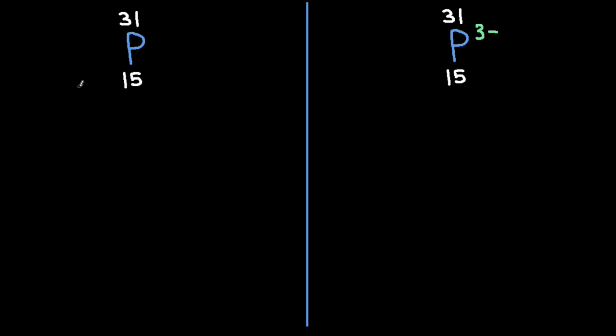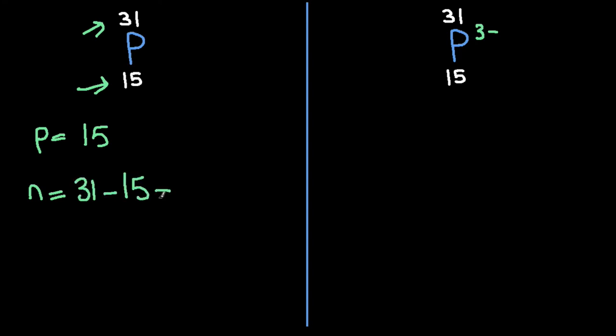So we're going to start off like we always do. That's going to be our atomic number, which is also the number of protons. It's 15. Our number of neutrons is going to be our atomic mass minus the atomic number. So 31 minus 15 is going to give us 16. And our number of electrons is going to be 15. And it's neutral, so it's going to stay as 15. We won't have to subtract for a charge.